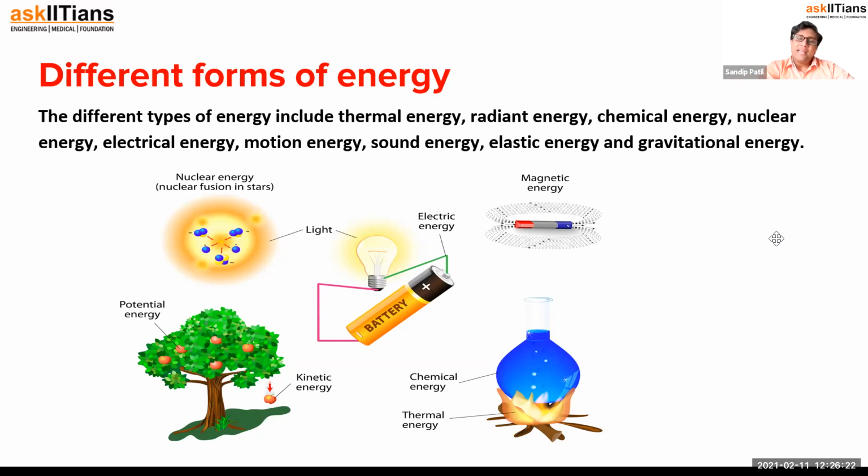Okay. Then electrical energy. This is a battery. We are all very familiar with electrical energy now. A battery can generate electrical energy, or whatever electricity we are getting from the power station, it is also generating light, right? Okay, so this is electrical energy. Then motion energy. What is motion energy? That is our kinetic energy actually. Kinetic energy means when any object is moving, it has some energy.